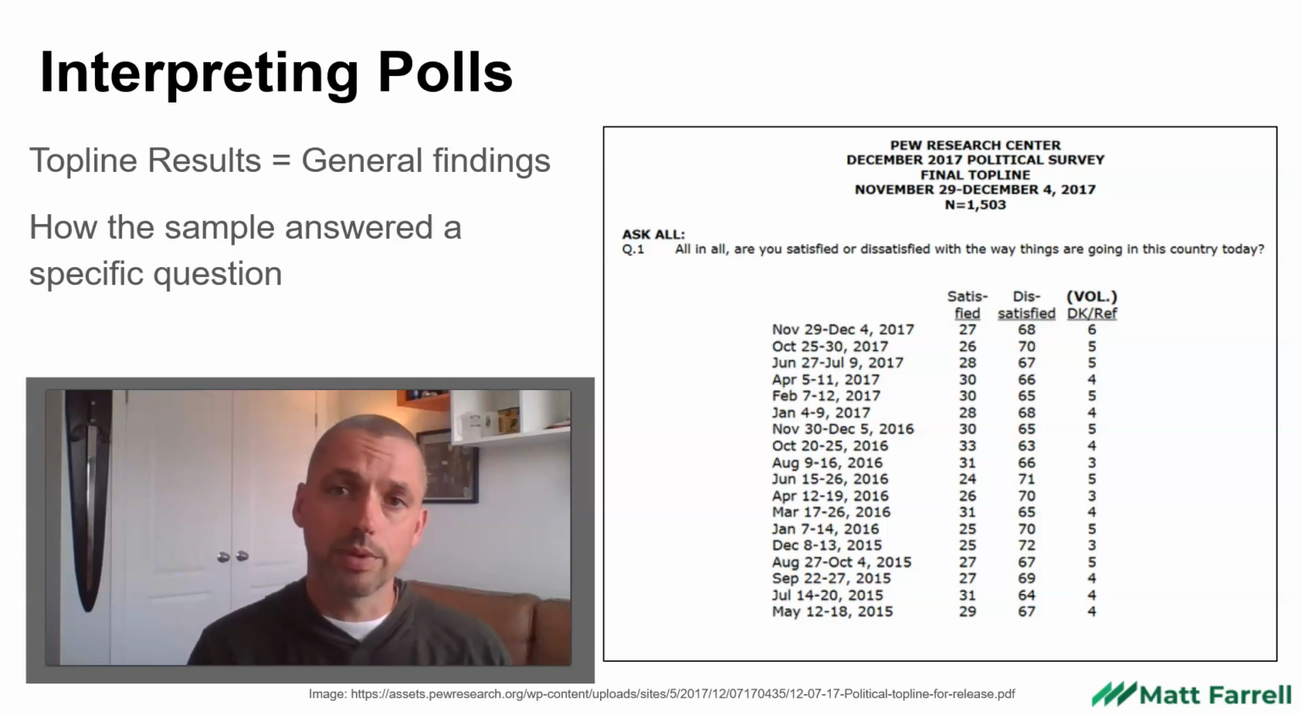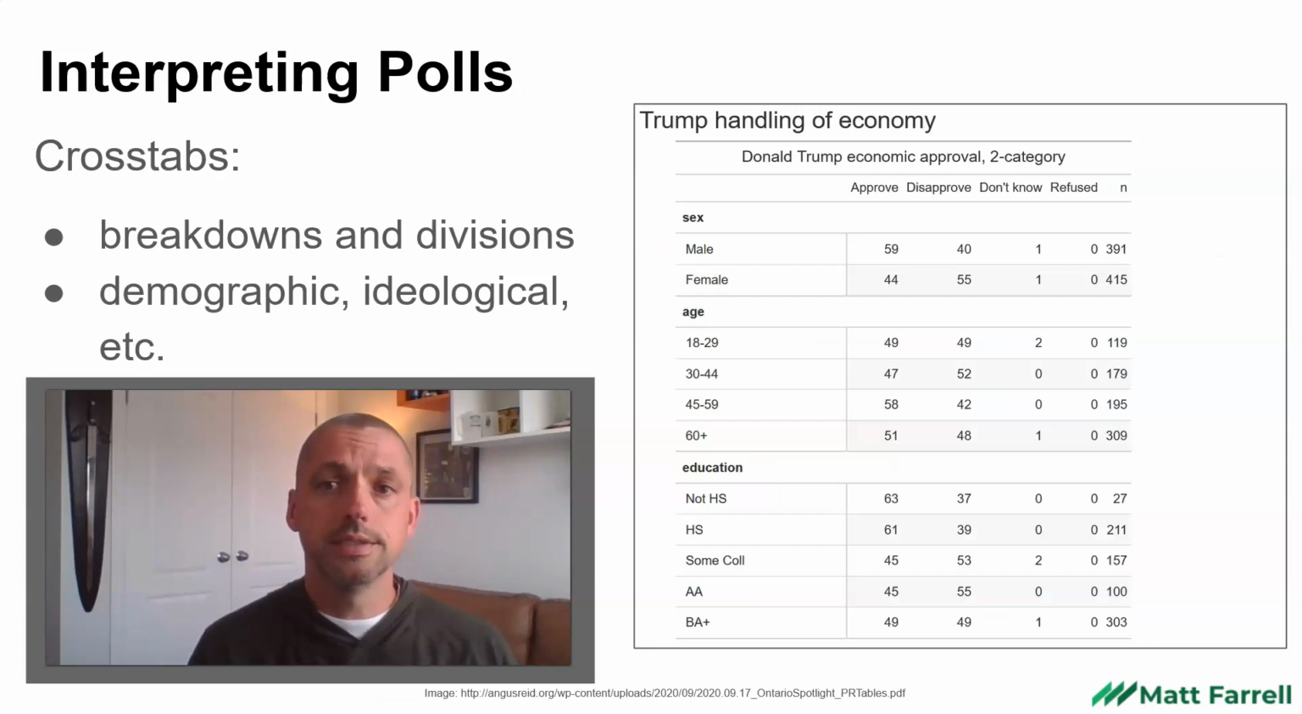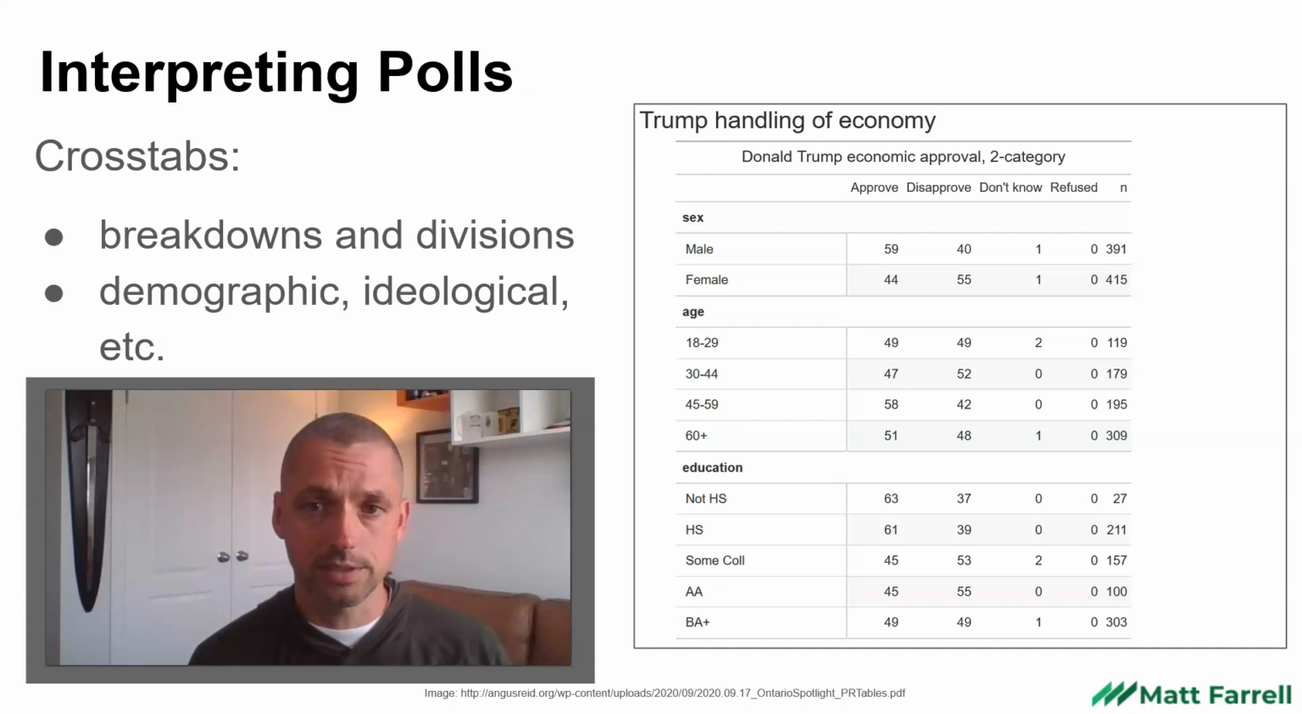Who were those people that said they were satisfied? Who were those people that said they were dissatisfied? To get into that level of detail, you might need to look at what are called crosstabs. Most technical manuals and sometimes even the summary might include a crosstab section. And that is where the responses will be broken down according to different characteristics: sex, age, education, potentially geography, or political ideology. In a place like Canada, something like region might be useful. Western Canada versus Central Canada versus Quebec.